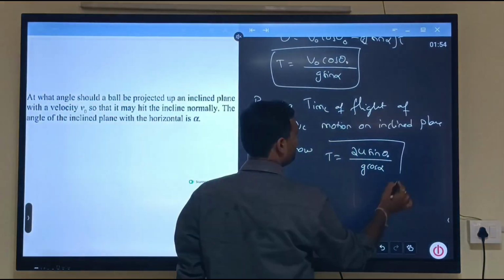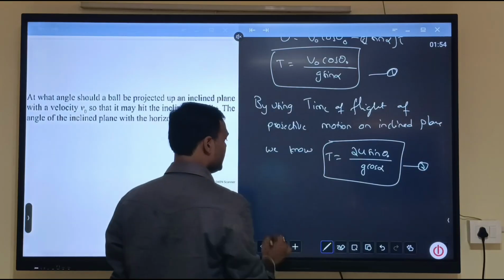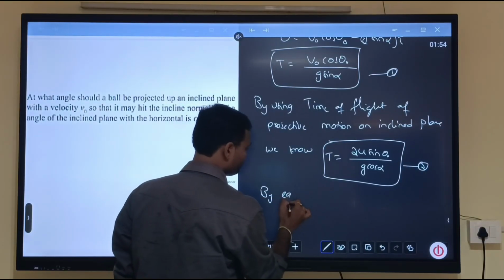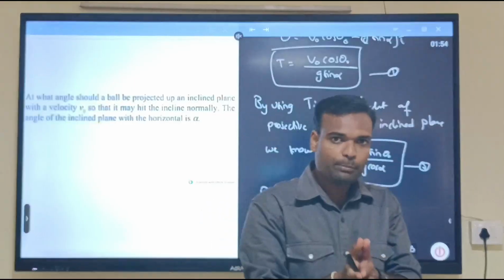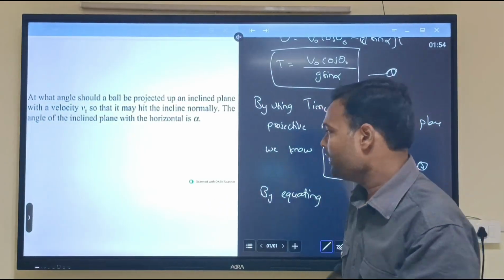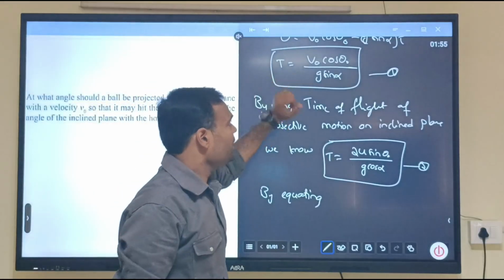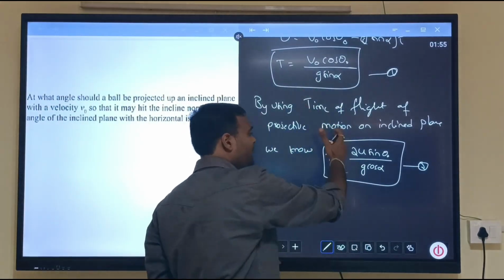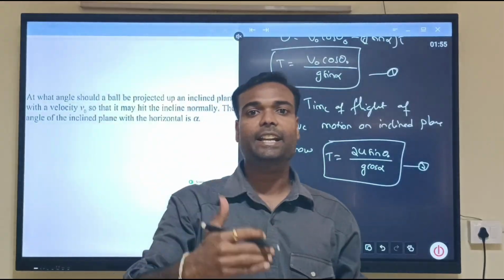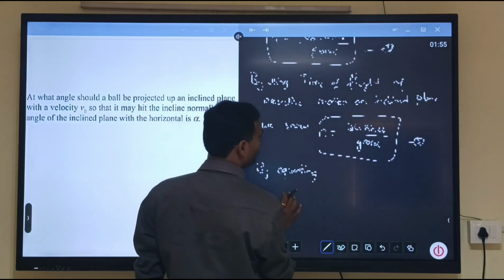Now, let it be equation number 1, and let it be equation number 2. By equating, as a concept, we are getting 2u sin theta not by g cos alpha. And according to the question, we got the time value as v naught cos theta not by g sin alpha. Now we are going to equate these two equations for finding the required angle value which they are asking in the question.